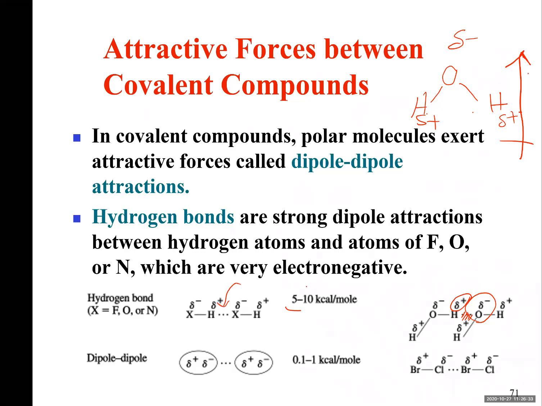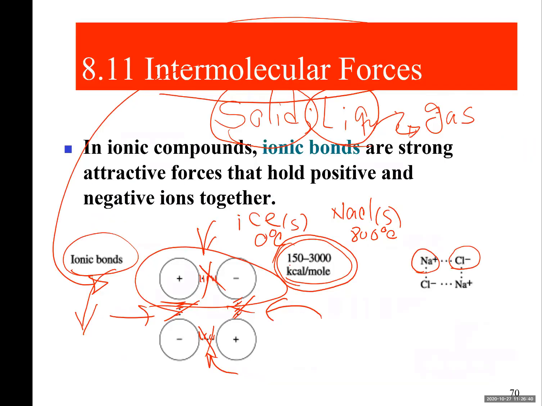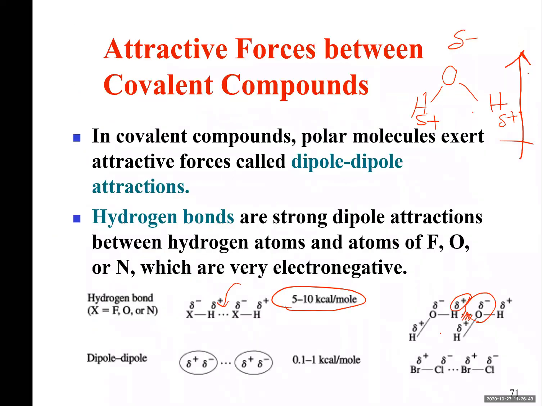It's much smaller than ionic attraction. Remember, look at the strength of ion and ion. That's 150 at least to 3,000. So compare 150 with the strength of interaction in water molecule, 5 to 10, at least 15 times smaller.